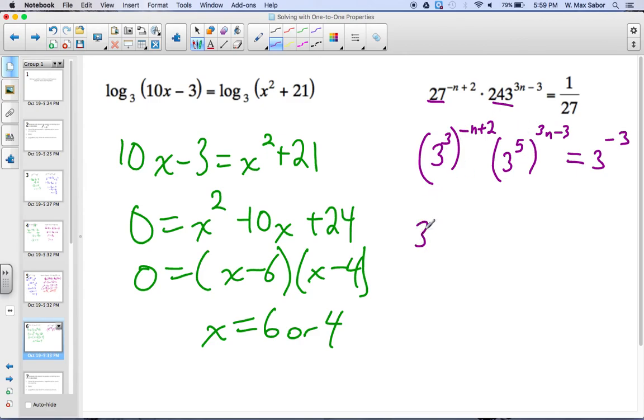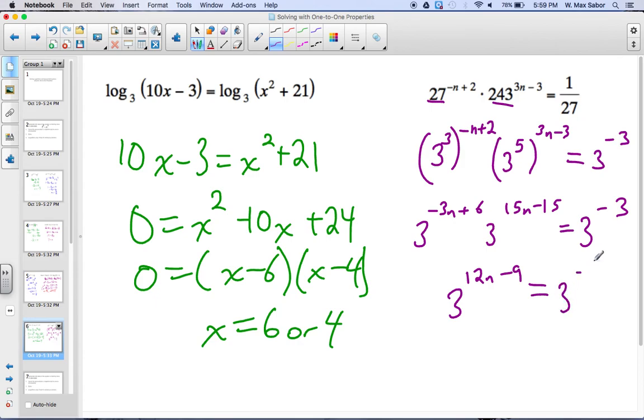Combining the left side, we have 3 to the negative 3n plus 6, 3 to the 15n minus 15, and 3 to the negative 3. Combine these and get 3 to the 12n minus 9 equals 3 to the negative 3. Now we can use our one-to-one property since they have the same base, and there's only one term on each side. 12n equals 6, so n equals 1/2.